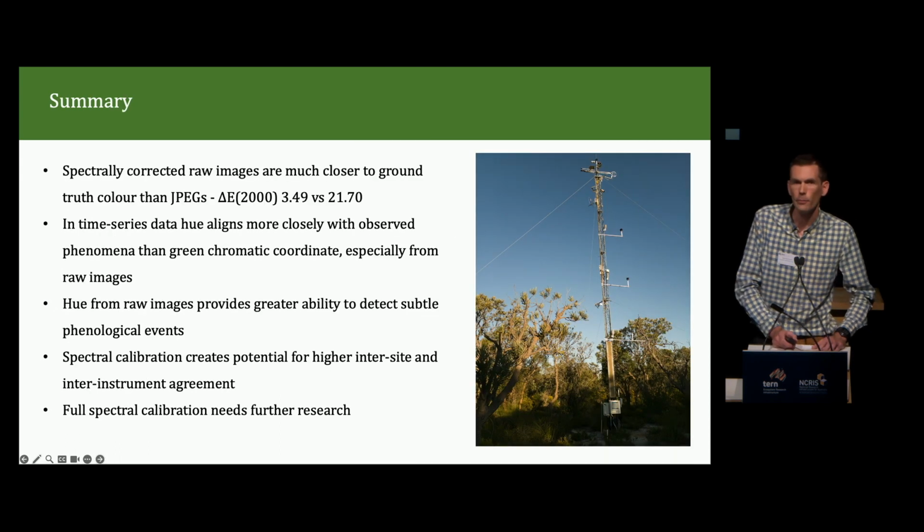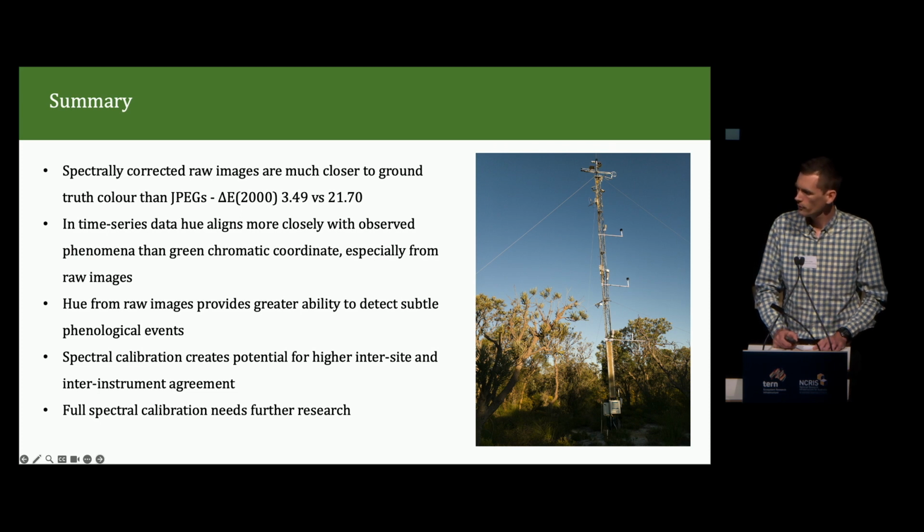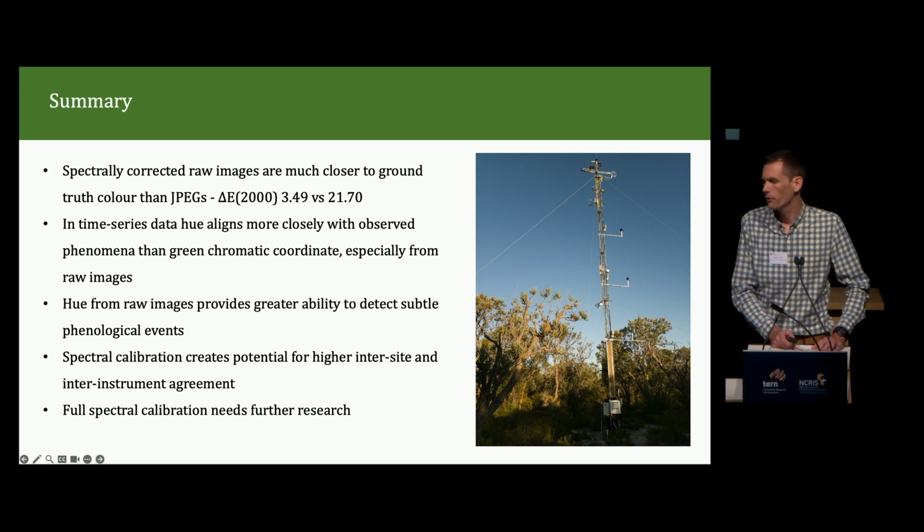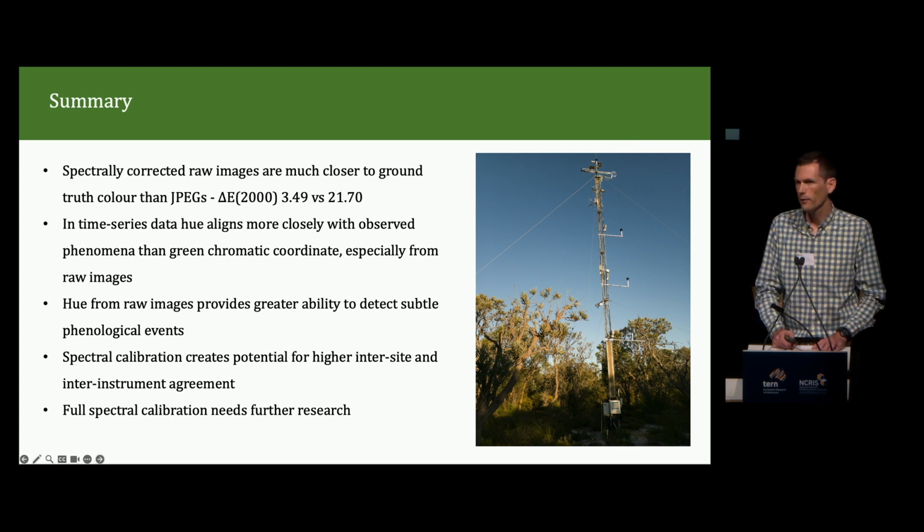So what we can take from this is that spectrally corrected raw images are much closer to ground truth colour than JPEGs. Time series data, hue aligns more closely with observed phenomena than green chromatic coordinate, especially when using spectrally corrected raw images. Hue from raw images provides greater ability to detect subtle phenological events, which is especially important in Australia.